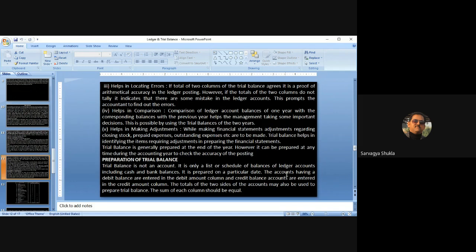The accounts having a debit balance are entered in the debit column, and credit balance accounts are entered in the credit column. The totals of the two sides of the accounts may also be used to prepare the trial balance. The sum of each column should be equal.